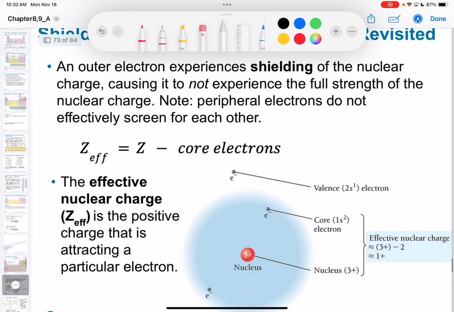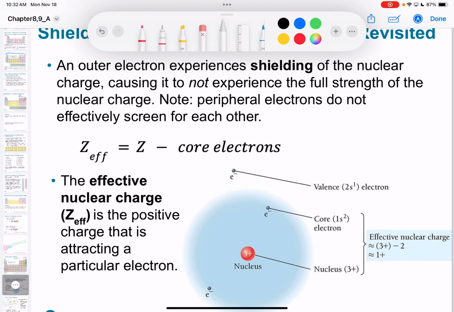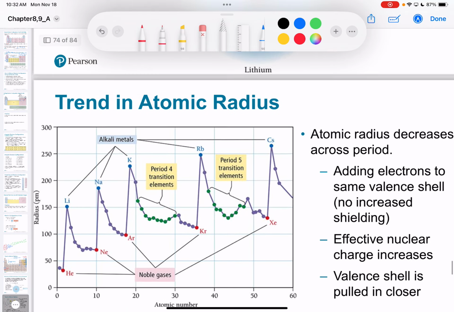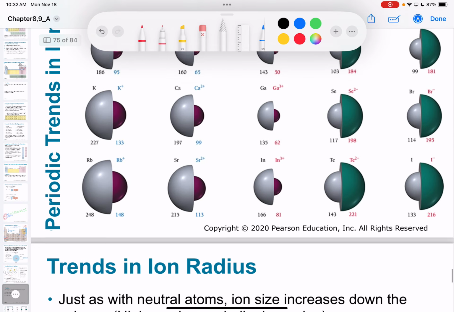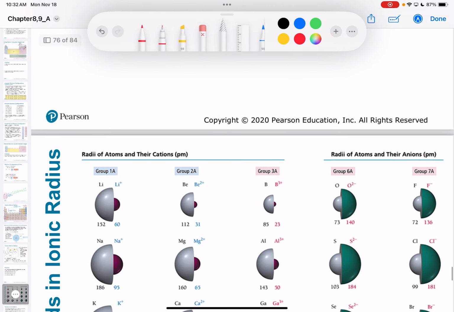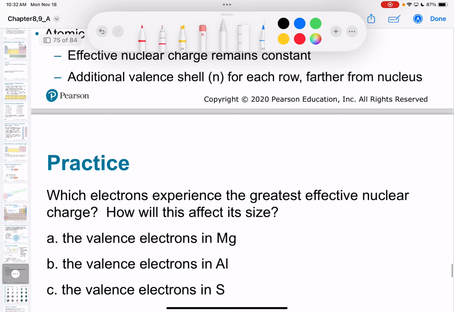Okay, so we're not going to do this because we talked about this already. I should have used this instead of going back. Ionic radius. No, we don't want to go there yet. Hang on one second.